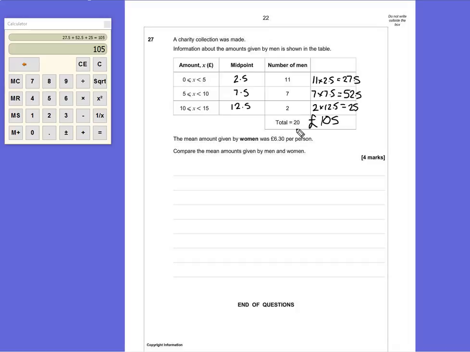What we have to look at is the fact that there were 20 men altogether. So for the men, to calculate the mean, we take that £105 that was in total and divide it by the 20 men that donated. 105 divided by 20 would give a mean value of £5.25.